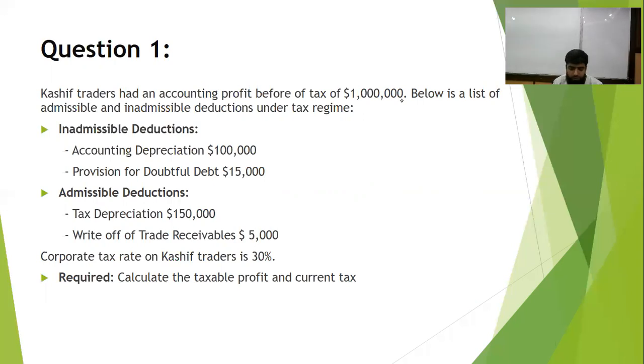Let's see. We have a question: Car Shift Traders has an accounting profit before tax of $1 million. That is PBT. Below is a list of admissible and inadmissible deductions under the tax regime.